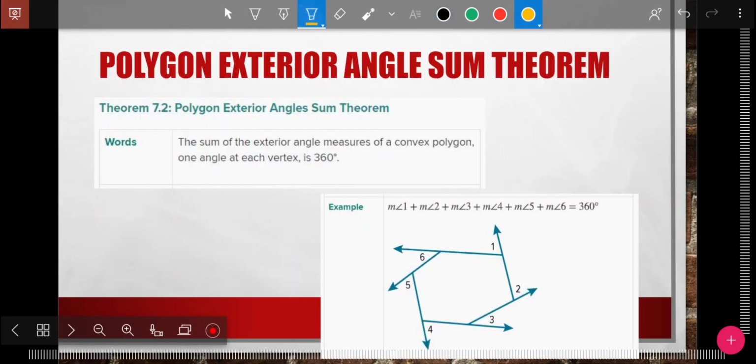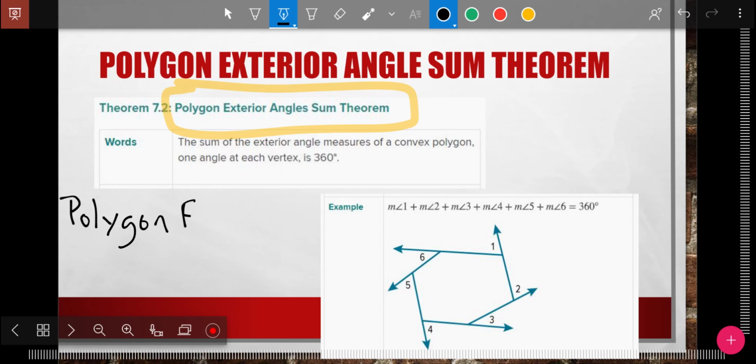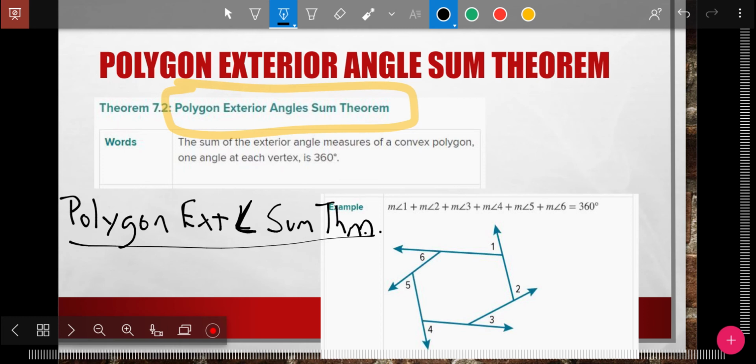Again, this one here, make sure you get this in your notes. In fact, to try to help you out, I'll write out what I would write if it was my notes. So the polygon exterior angle sum theorem. All of the exterior angles equal 360. Again, that's the total. It's not each one. The total of all of them combined is 360.